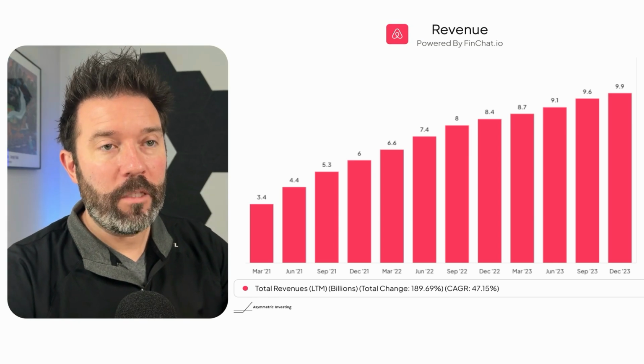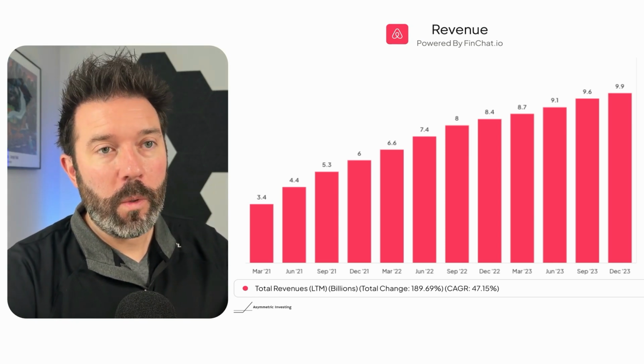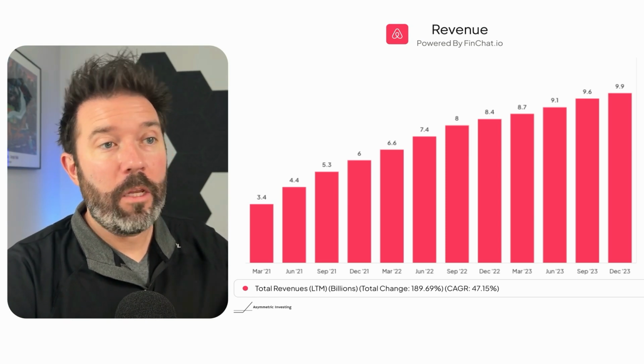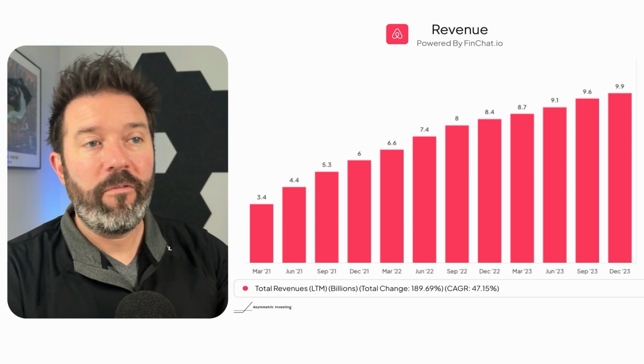Now, before getting to what I think the strategy is going to look like going forward, let's go through some of the financials and the financial trends for the business. This is a look at Airbnb's revenue since the March 2021 quarter. These are all trailing 12-month numbers. So you can see that the compound annual growth rate is a really, really impressive 47%.